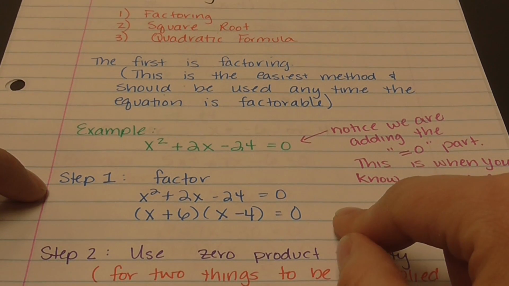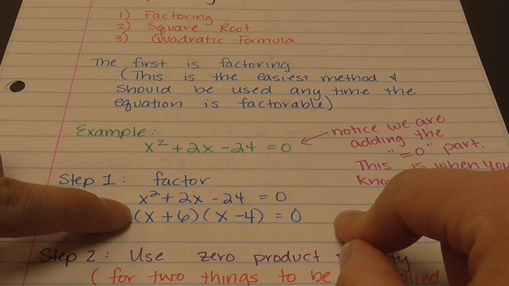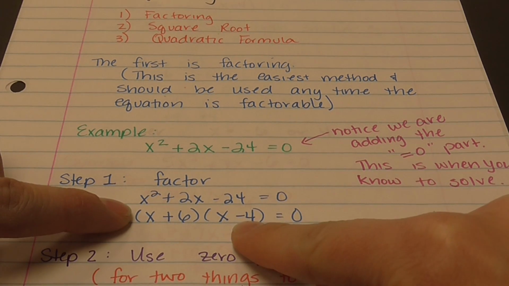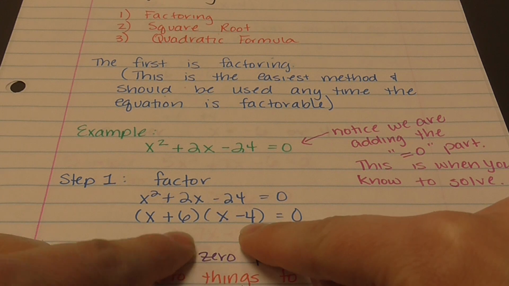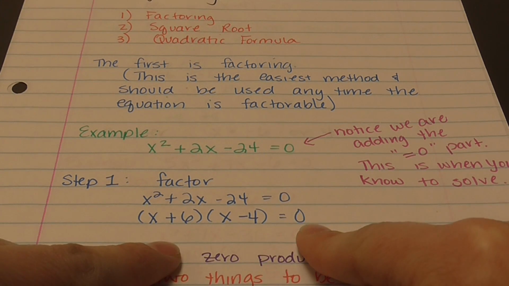So the very first step is just factor it. So I've got x squared plus 2x minus 24. That factors into x plus 6 and x minus 4, because the two numbers that would multiply to give me negative 24 are positive 6 and negative 4, and they would add together to equal positive 2. I'm just going to bring this equals 0 along for the ride.